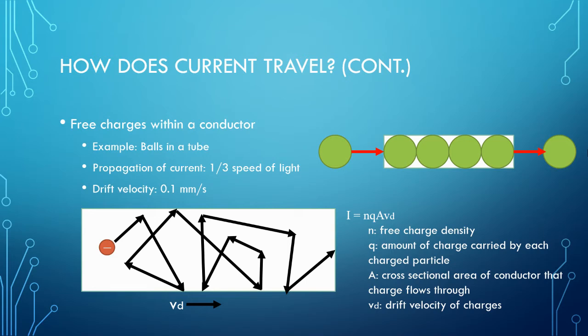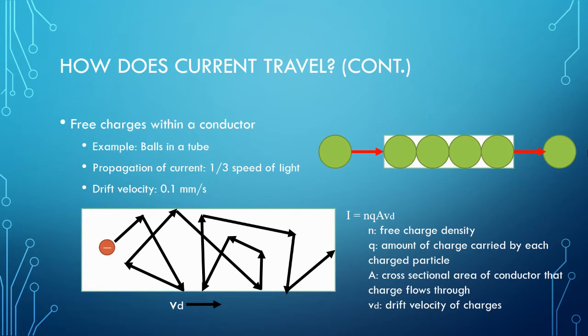As soon as one charged particle moves within the conductor, all the others near it are going to be affected by that Coulomb force and are also going to move. It's like an electrical shock wave through the conductor. That electrical signal moves really fast, a third the speed of light, 10 to the 8th meters per second. Despite this really fast propagation of current, the actual forward velocity of an individual charge, or the drift velocity, is really slow, only about 1/10 of a millimeter per second.